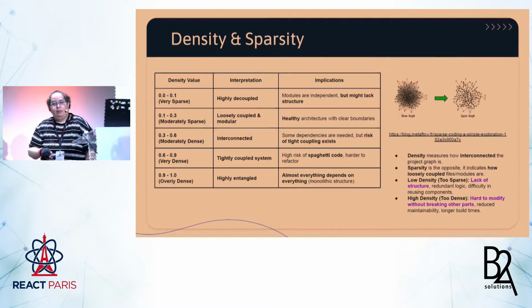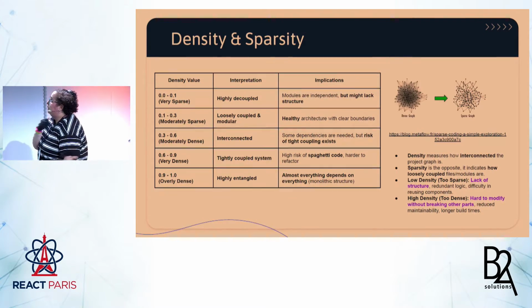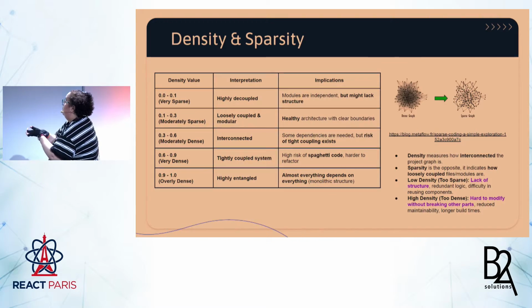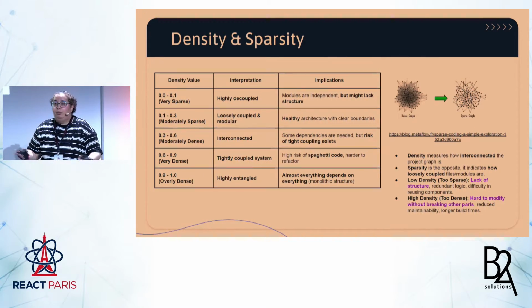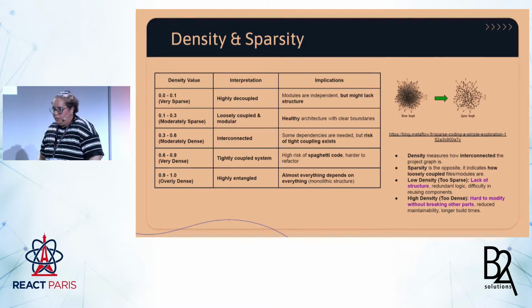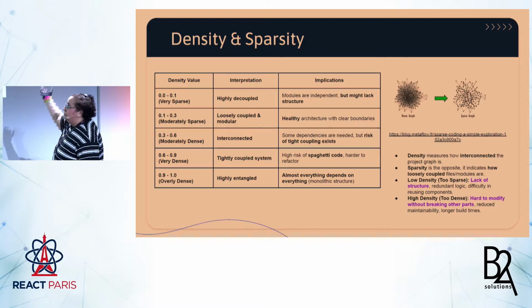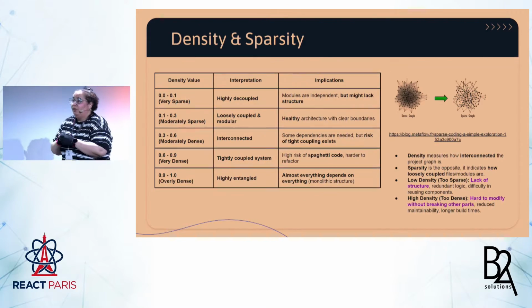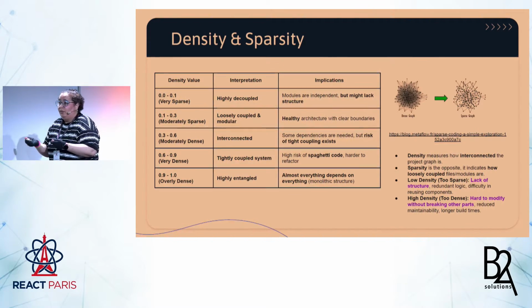Then we also have other indicators like density and sparsity. Density measures how interconnected the project graph is. A dense project is what we call spaghetti code. It is very dense, so we cannot understand the interaction between files. Sparse code, the opposite, indicates that this project is a small project, or it is well modularized.